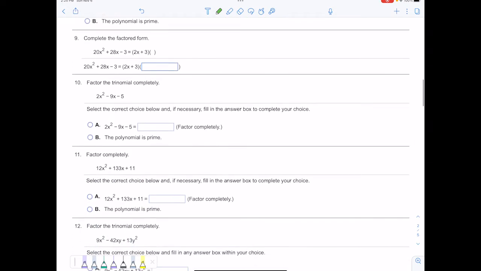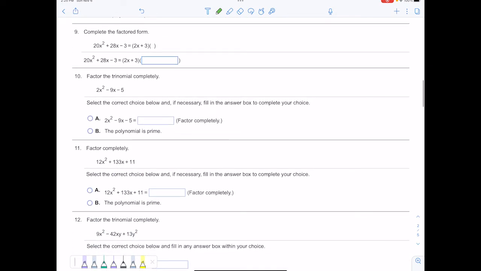In number 9, we're going to do the same thing. We're going to complete the factored form. So they're giving us one of the factors. It's 2x plus 3. We need to find the other one. Okay, so what you're going to do, since there's an a term, here's a, b, and c, I'm going to multiply the 20 times the -3, which would give me -60. And you're looking for two numbers now that multiply to give you -60, and they have to add to give you 28.